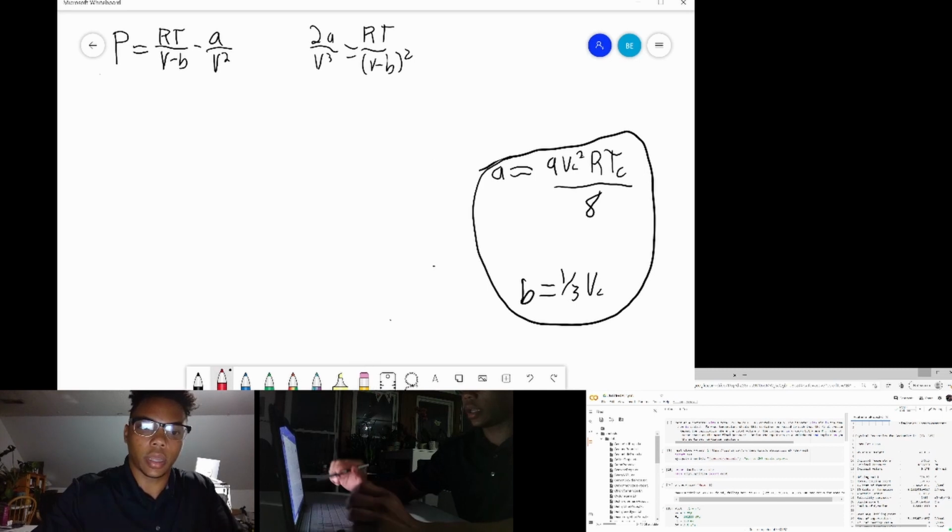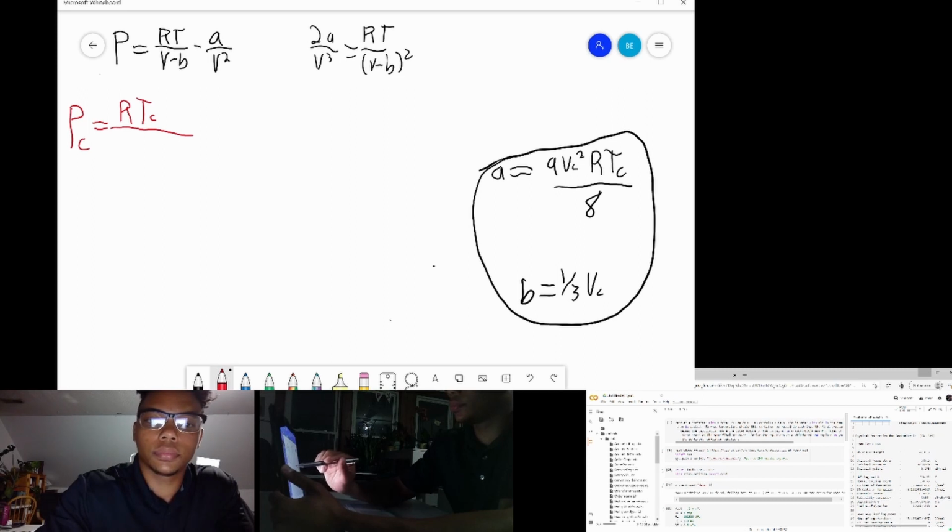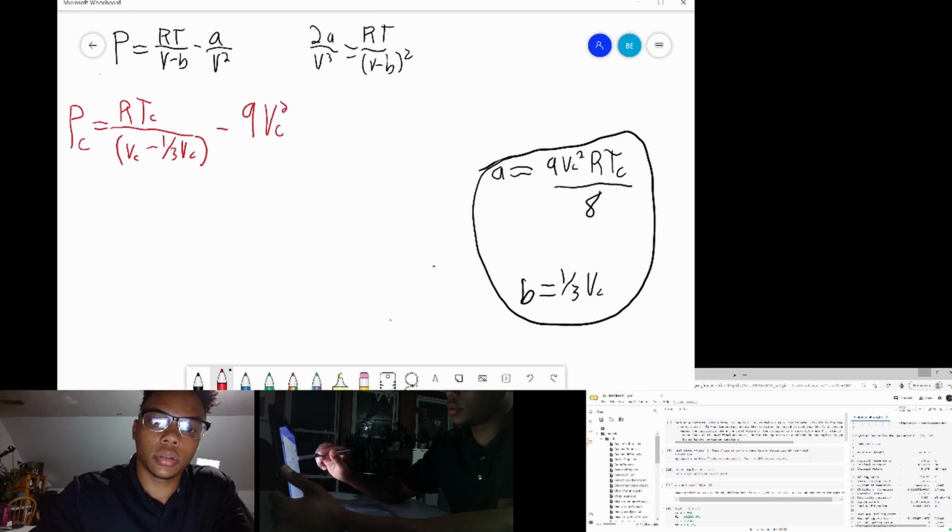So in the end, we have our critical pressure is equal to R, or critical T, over VC minus 1/3 VC, minus 9VC squared.